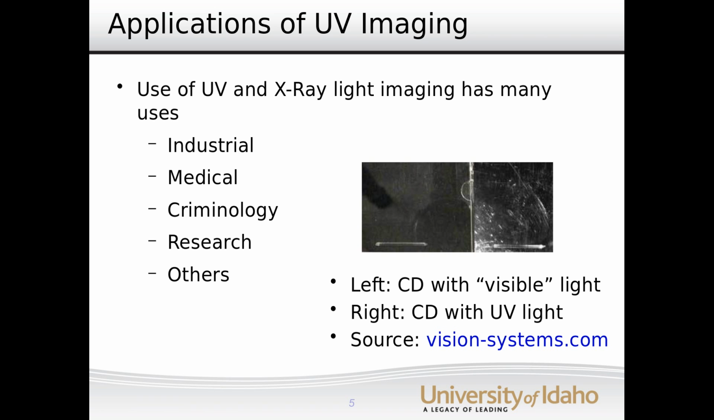So going into applications of UV imaging, there's a lot of different uses from industrial, medical, criminology, research, and others. In industrial, it's used for non-destructive testing, inspection, leak detection, even windshield repair can be done. You can see on the slide an example where on the left-hand side you've got a CD that has been imaged with visible light, and on the right-hand side it's been imaged with UV light, and you can really see the scratches come out. Just an example of where it can be used there.